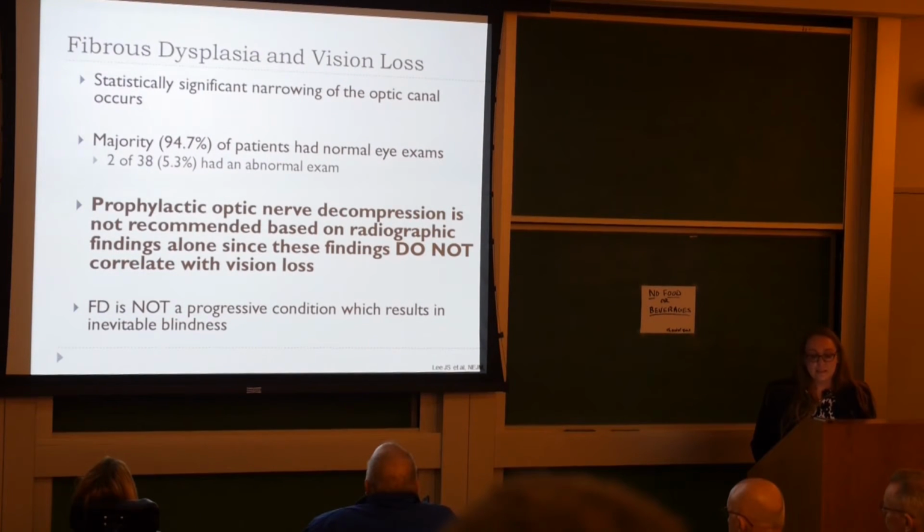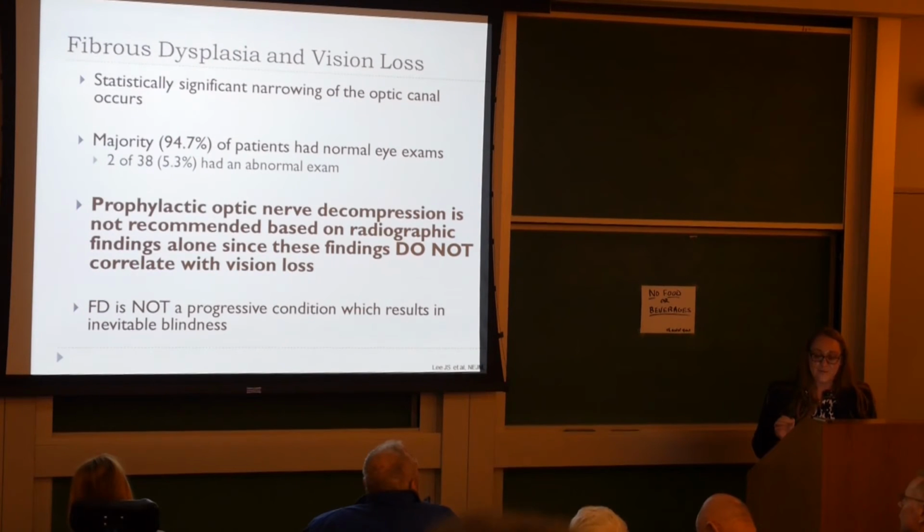So basically, this means that if you do have craniofacial fibrous dysplasia and it is involving an area around your optic canal, you should see an ophthalmologist or a neuro-ophthalmologist on a regular basis for exams. But just based on the radiographic findings on the CT scan, if you have narrowing, which almost all patients do, it doesn't mean that you need to have a surgery.